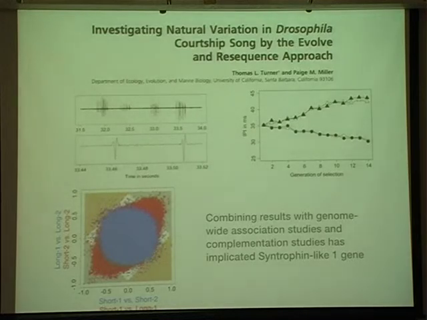Tom's work in this area has focused, so far, on the complex trait of courtship song. In particular, he's looking at the interpulse interval between these pulses in the songs of Drosophila, and then trying to map the genes that underlie this, because if you could understand this, you could understand the genetic basis of some of the characters that are sexually selected and used in mate recognition and so forth.